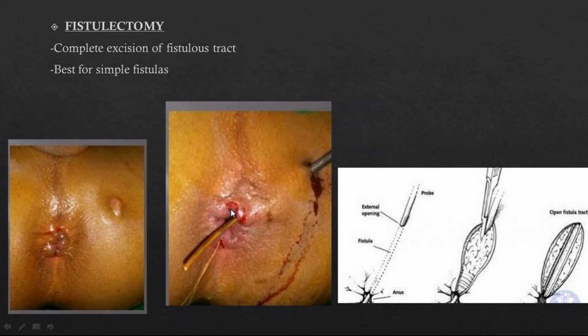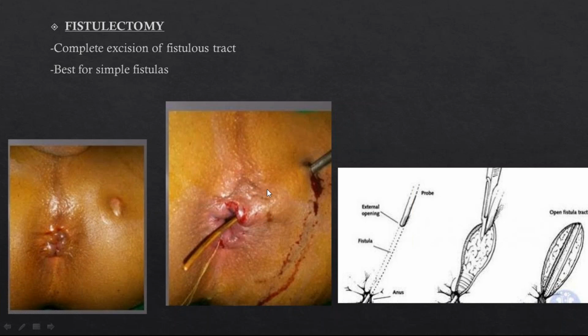So what he does in fistulectomy is give an incision like this, a tennis racket incision. You can see the incision, tennis racket, around the fistulous tract, and in toto he will remove the whole of the fistulous tract. After that, a big wound will be formed.